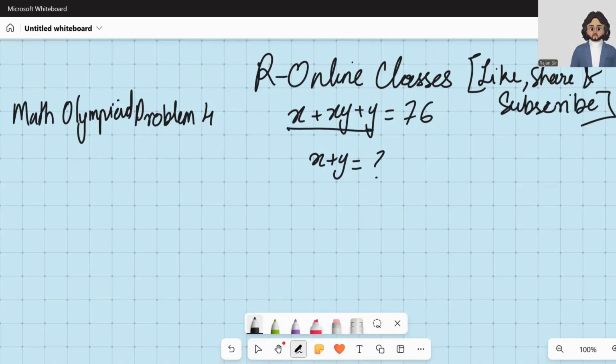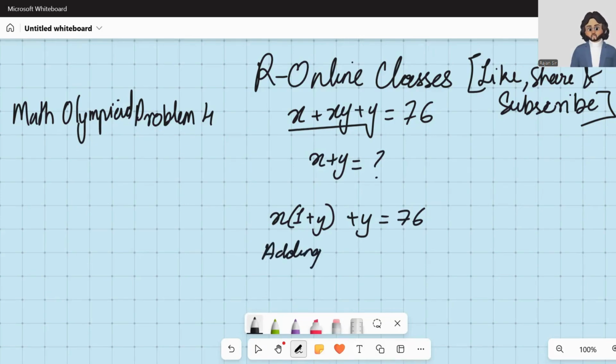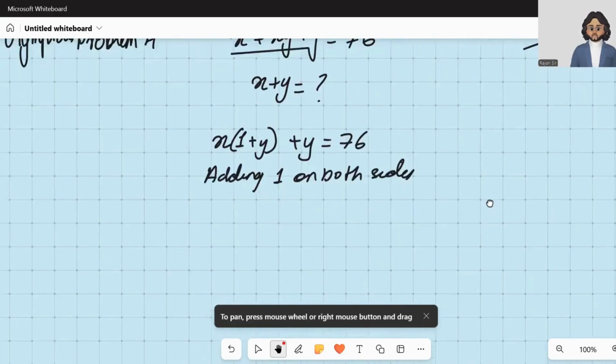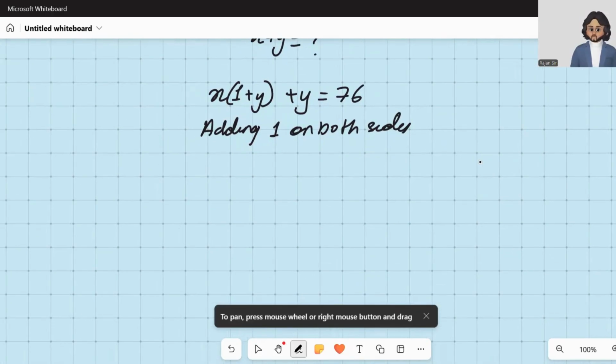First of all, from these two terms, let's take x common. So we have x times (1 plus y) plus y is equal to 76. Now we need a factor kind of thing, so we are adding 1 on both sides. By the way, what you're seeing on the screen is my Zoom avatar, so don't get scared. So we have x(1 plus y), let's add 1 over here plus y, and let's add 76 plus 1.